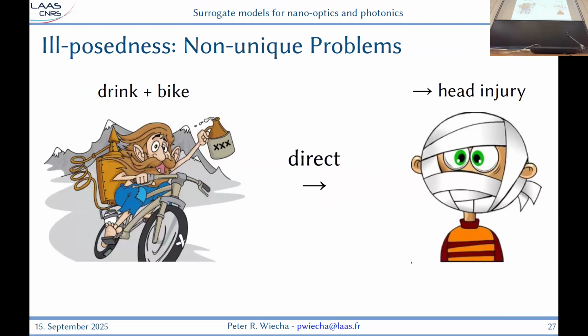Okay, but what makes these inverse problems so difficult? Let's try to analyze an inverse problem from practical life. Let's say somebody drinks a lot of alcohol and then decides to ride a mountain bike downhill. Then the direct consequence would probably be some severe head injury or something like this. Now, this is the forward problem. So this relation is unambiguous and direct.